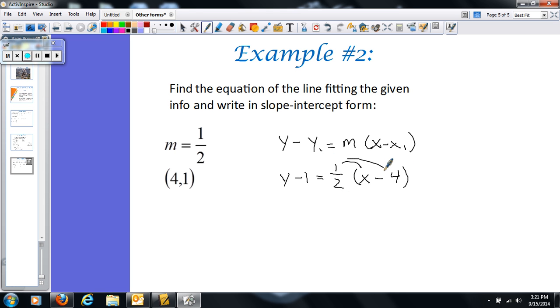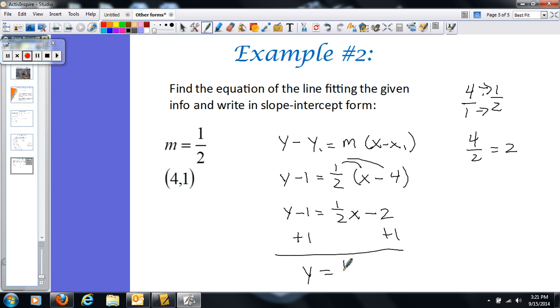So I'm going to distribute. That's y minus 1 equals 1/2 x minus, I'll show you, 4 times 1/2 put over 1. Multiply straight across. You get 4 over 2, which is 2. And now I'm going to add 1 to both sides. And I get y equals 1/2 x minus 1. And here's my slope-intercept form of the line. Again, my slope is still 1/2 according to this. And the y-intercept is at negative 1.